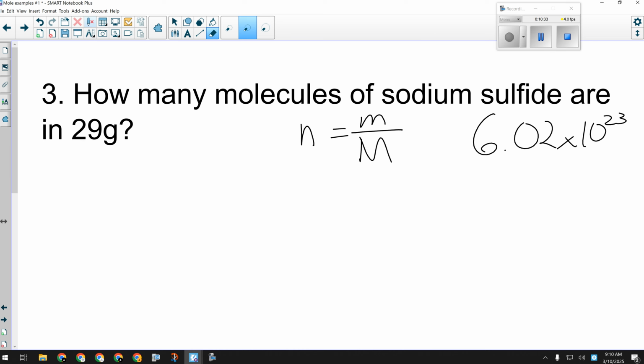Okay? What does that number represent again? It is the number of particles in 1 mole. Okay? So if I'm looking for the number of molecules, and I know this is the number of molecules in 1 mole, if I can get the number of moles, can I get the number of molecules? I can. Let me ask it a different way then.